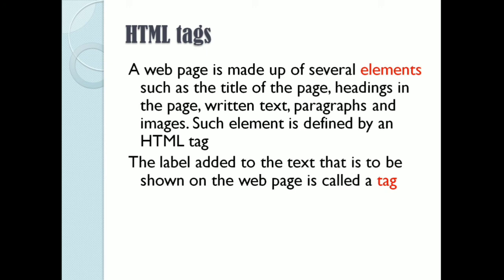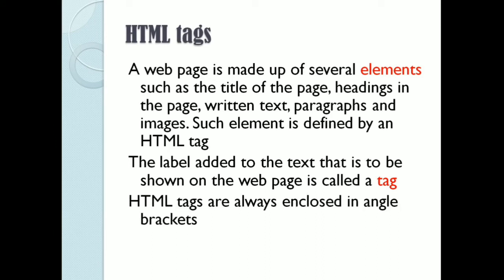Okay, so we can say that these labels or tags tell the web browser where the particular text is to be displayed and how it is to be displayed. So we can say that HTML tags are always enclosed in angle brackets. You know what is angle bracket? Here in this green color you can see this is called angle bracket.